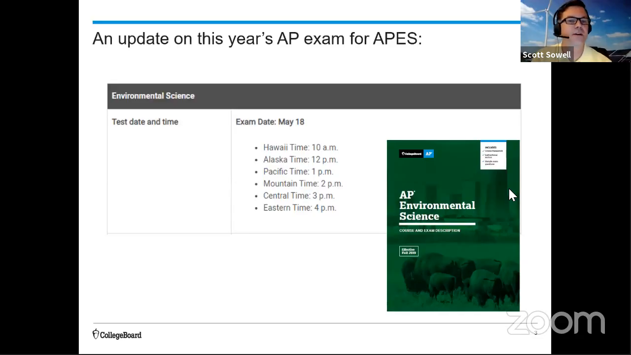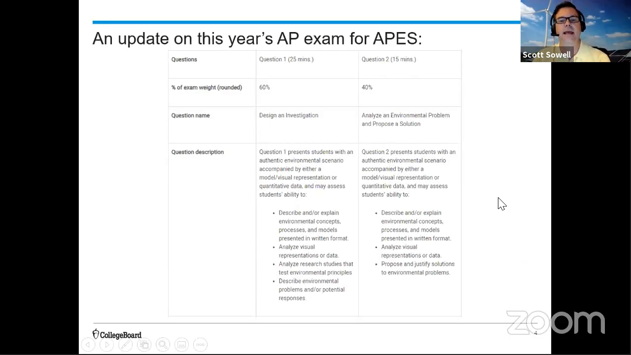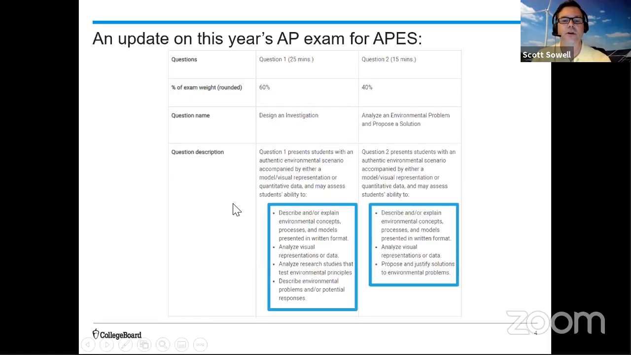Just as a quick reminder, here's the information about our exam date on May 18th. And a quick reminder again that we have 2 FRQs, 60% of which will be the design and investigation FRQ, which will ask you to do these types of skills. And then 40% is going to be the propose a solution FRQ, which will ask for these skills.